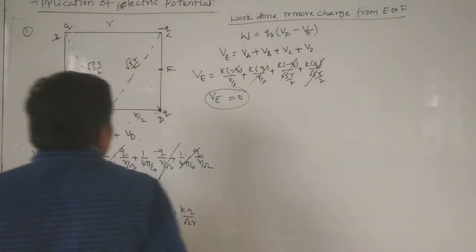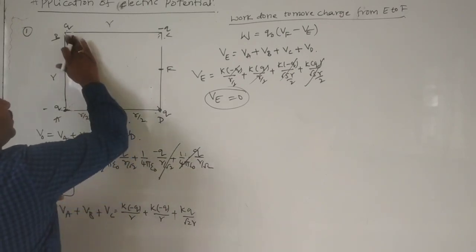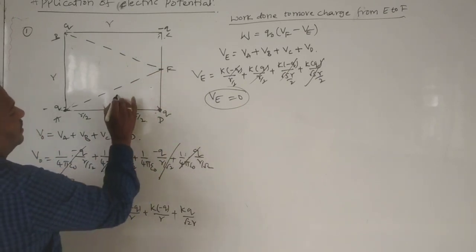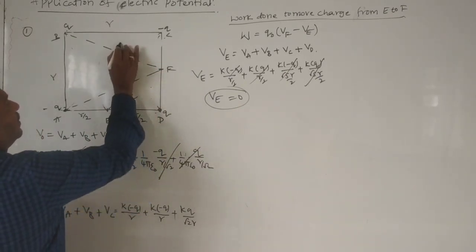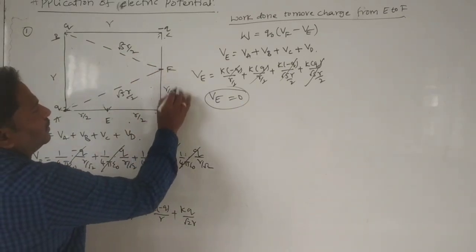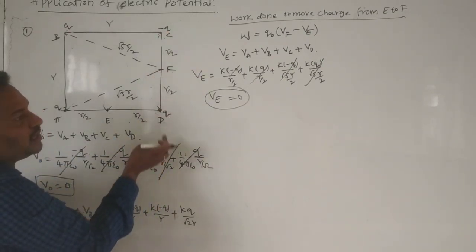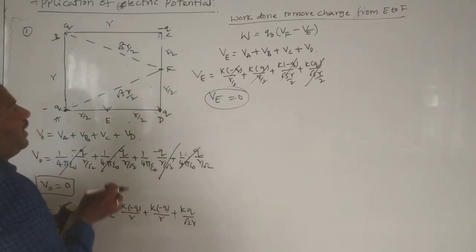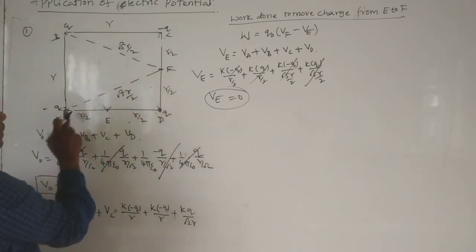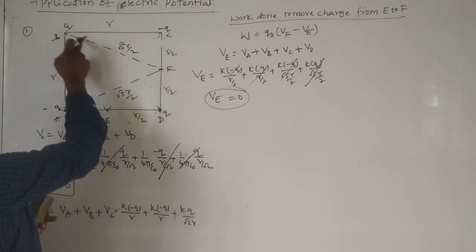Now what is the potential due to this at point F? At point F, this is also root 5r by 2, this is also root 5r by 2. Now this is r by 2, r by 2. See, due to this charge the potential is 0 because both are at the same distance with opposite charges. So the electric potential is 0 at this point. What about due to this charge? Here also it is 0 because both are at the same distance.